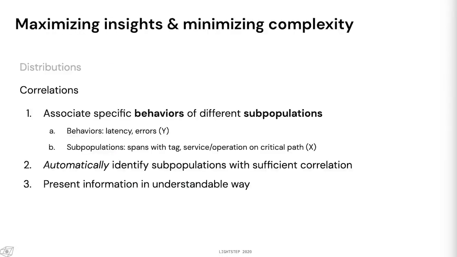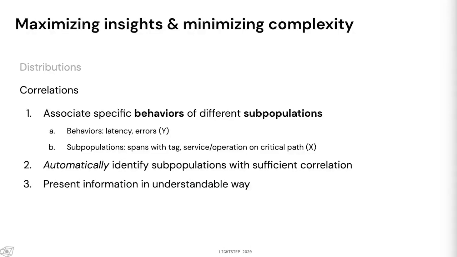So that's all I wanted to say about distributions. My main topic here is around correlations and how we can apply some basic statistics to find associations between behaviors and different subpopulations. And the behaviors that we care about are mainly latency and errors, but this could also be something the user cared about that they're telling us.